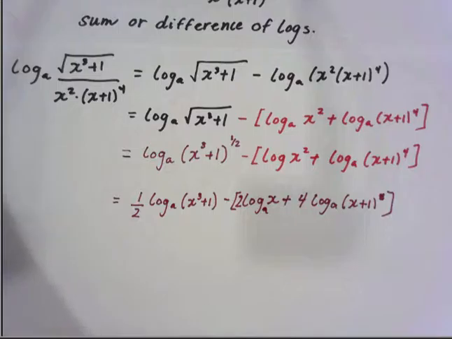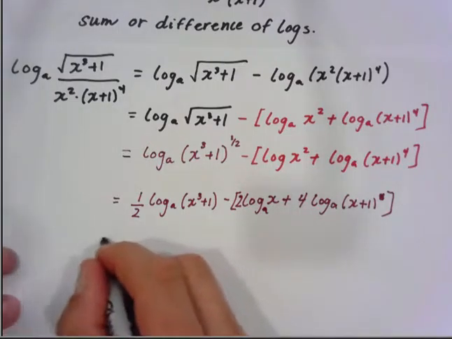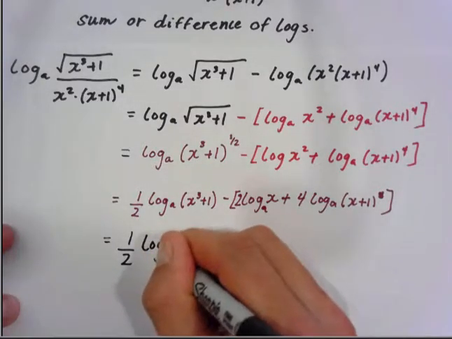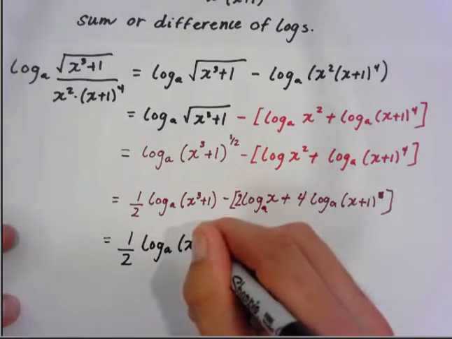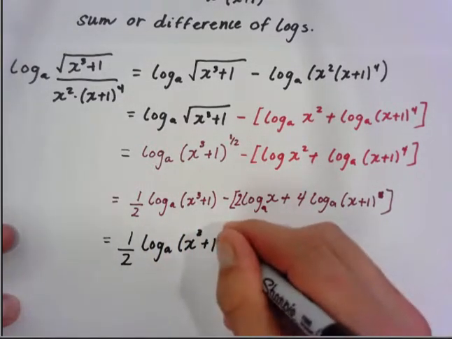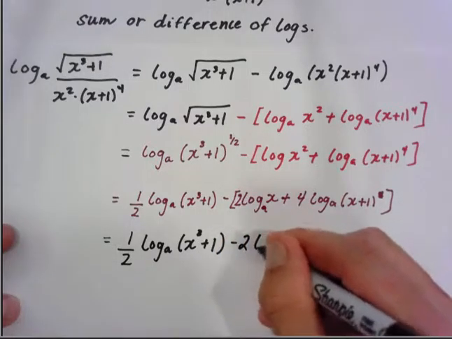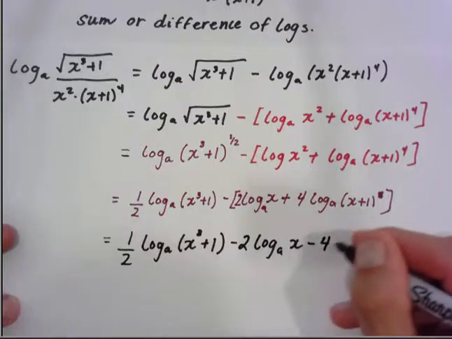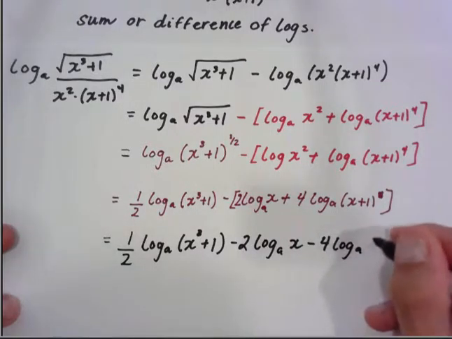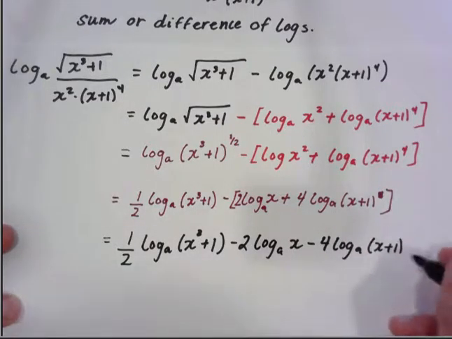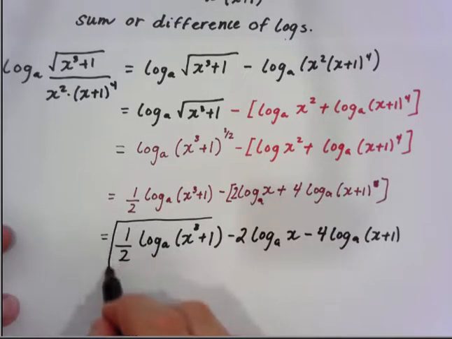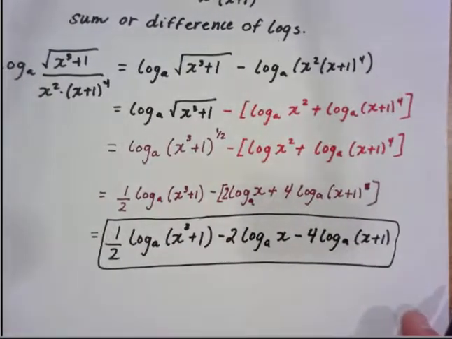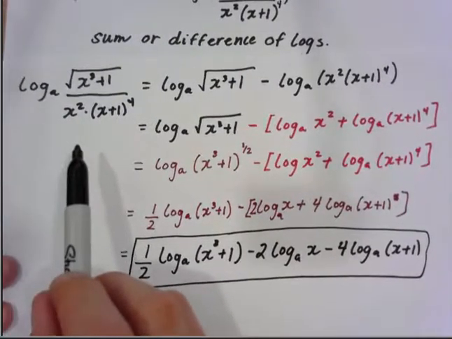Now I can distribute the minus sign. So I'll have 1/2 log base a of x cubed plus 1, minus 2 log base a of x, minus 4 log base a of x plus 1. I distribute that minus through the logarithm here, and here is the final expanded problem. So that's how we can expand a logarithm using properties.